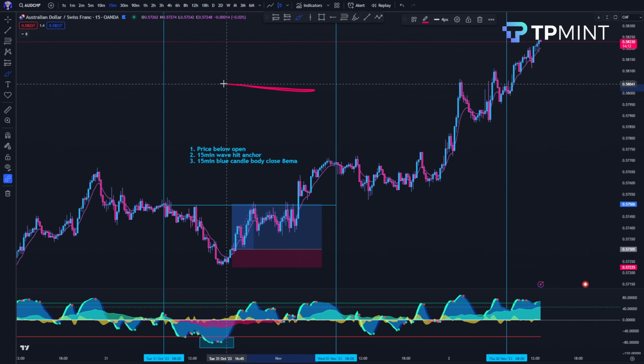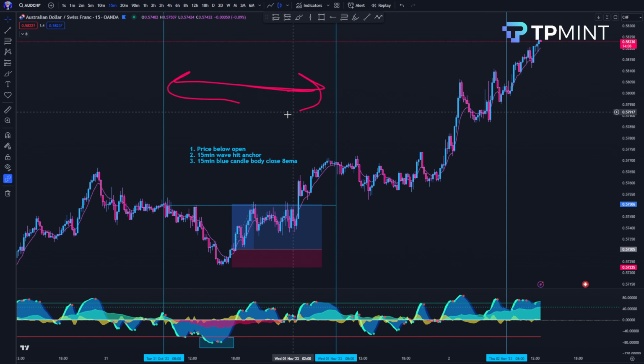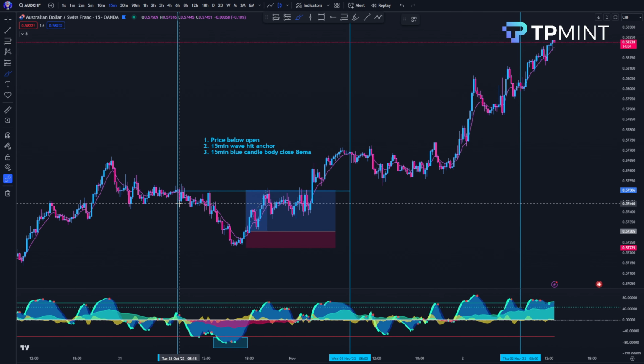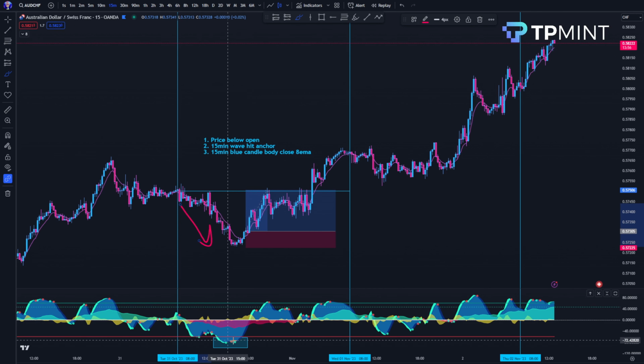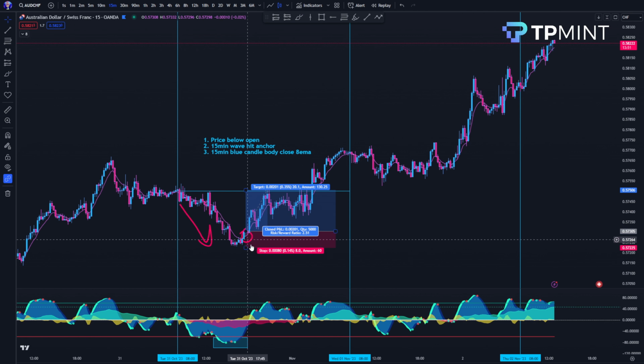Okay, so here are our steps. This is one daily candle. This is another daily candle. So what we want is, again, price to be below the open. We want the entry time frame, the 15-minute time frame, to hit -60 convincingly under, not just grazing the line, convincingly under. And then we want to have a blue body candle closing above the 8 EMA.